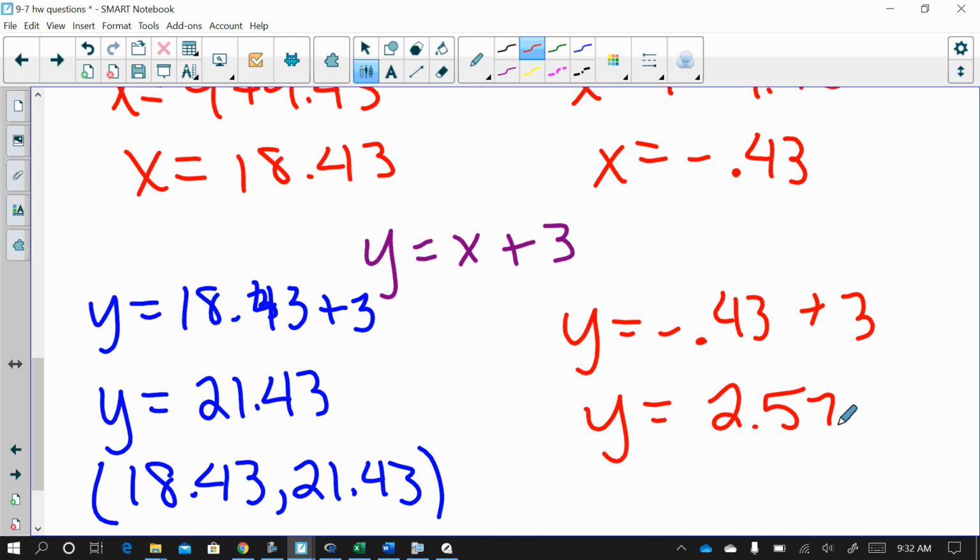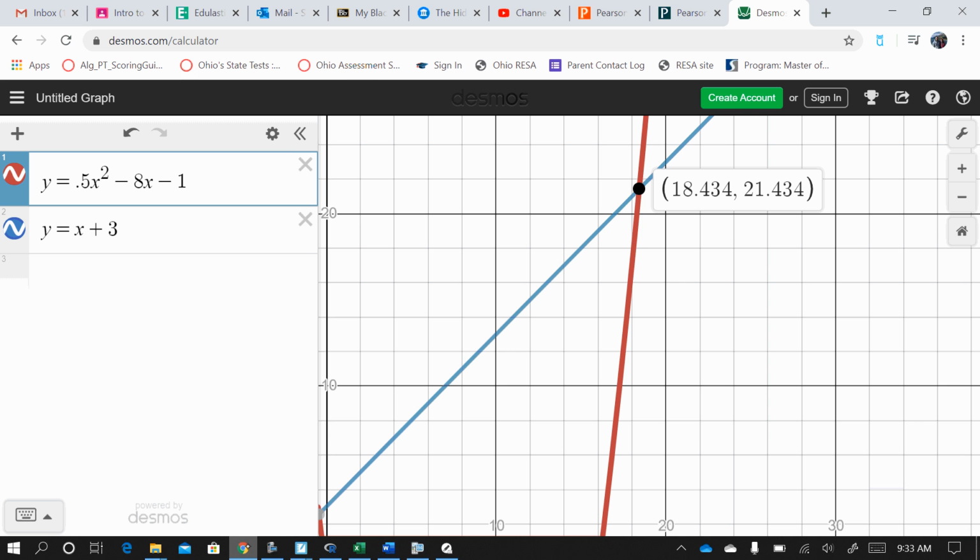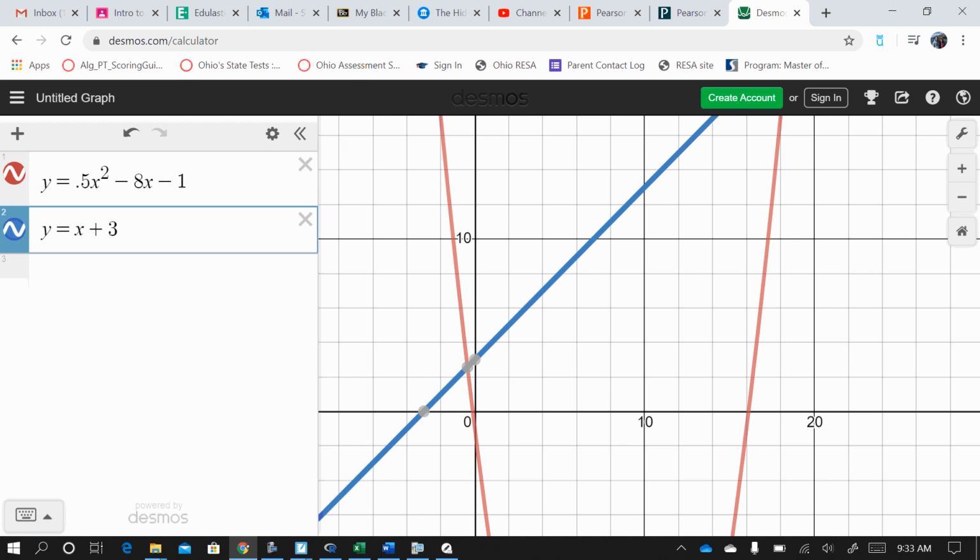Let's check that real quick. Negative 0.43 plus 3 is 2.57. So my second point is negative 0.43, comma 2.57. If that seems really funky to you, it seems funky to me, so let's just go check it in Desmos really quick. Okay, I just threw them both in here. Here's my first point. Here's my second point. And it matches what we got.